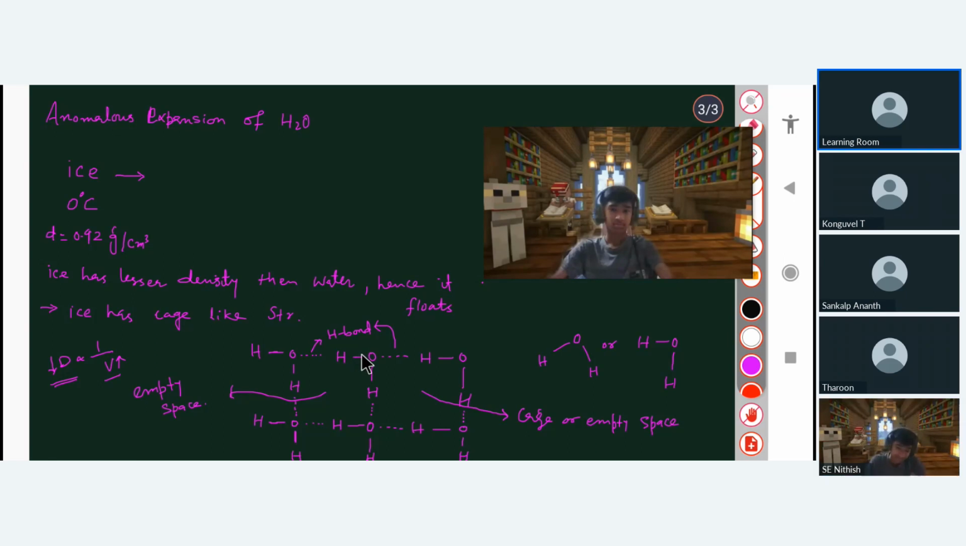It is very important. I hope you will understand it. It is very easy. You have to remember that when ice is formed, when we cool down the water, there is empty space left between the water molecules, which is known as a cage or empty space. So that's why we say that ice has a cage-like structure. Because of this cage, it has very high volume, and when volume is high, that means density will be low. Got it?